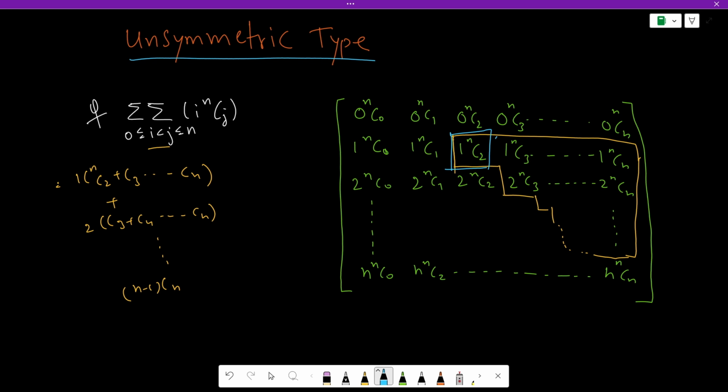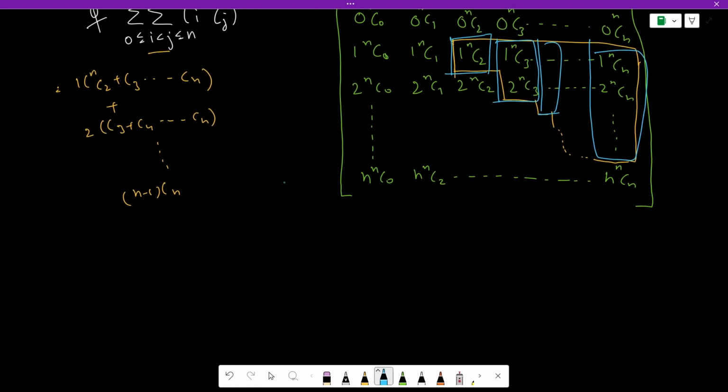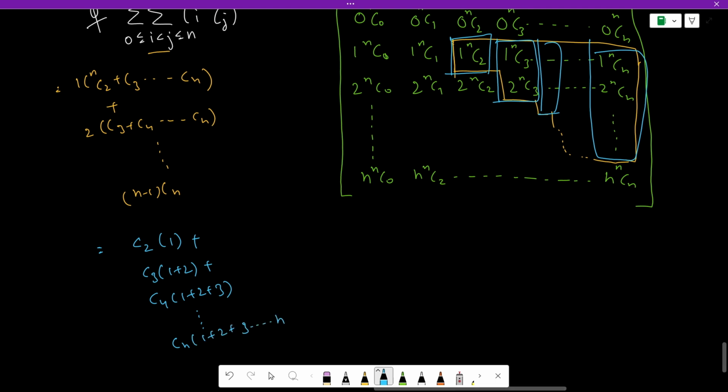This is one portion, this is the second part, similarly the third part and so on till the last part. So if we visualize this in this way, then what we get is C2 into 1 plus C3 into 1 plus 2 plus C4 into 1 plus 2 plus 3 and so on till Cn into 1 plus 2 plus 3 till n minus 1.